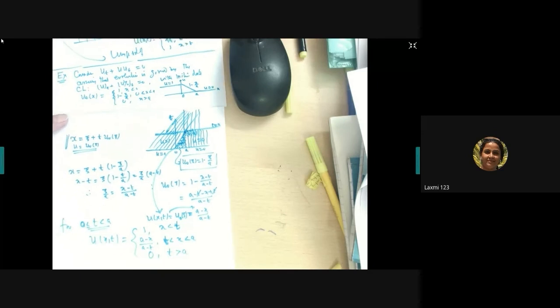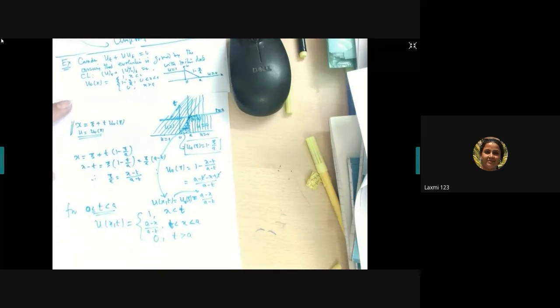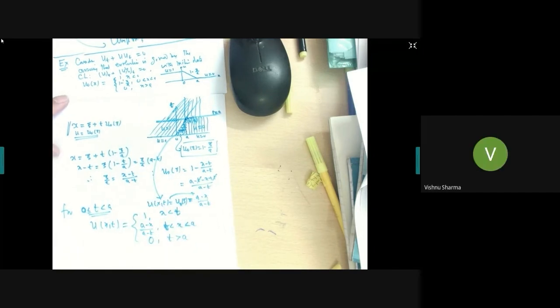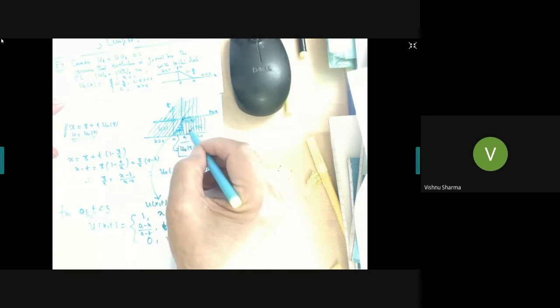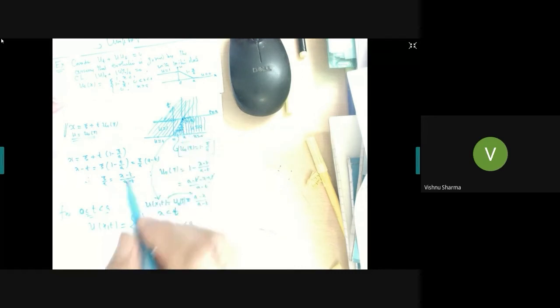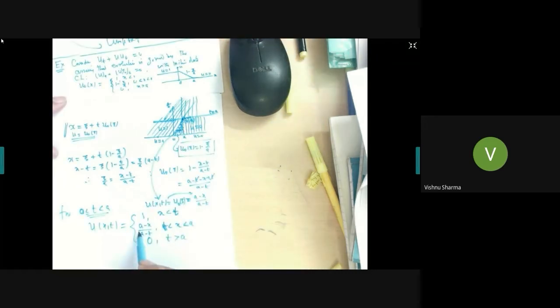Sir, within an interval from 0 to a of that t, it's not a weak solution, but if we go after it... No, it's a weak solution. It is still a weak solution. Why is it a weak solution? You can see about x is equal to a, this line. On the right, u is equal to 0. On the left of this line, x less than a, u is a minus x upon a minus t.